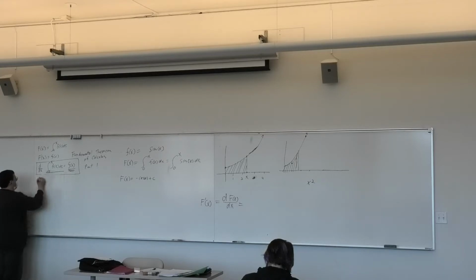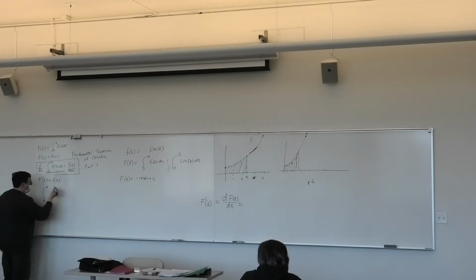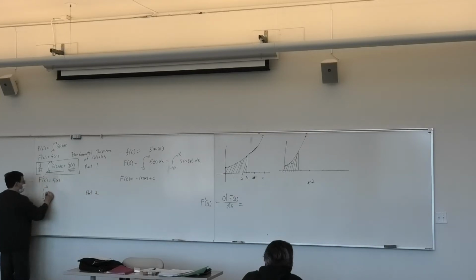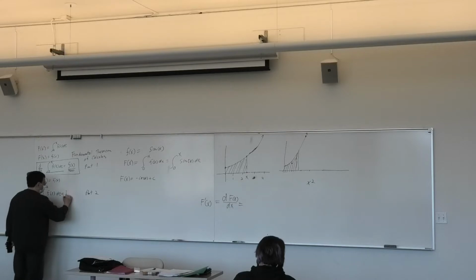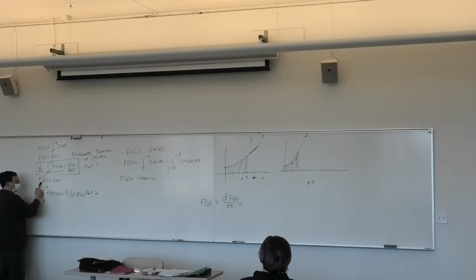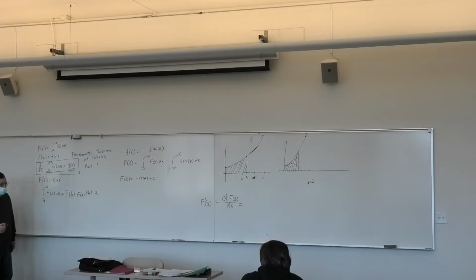Given that capital F of x is an antiderivative of f of x, in other words, you find the derivative of the antiderivative, you get the function. Given that, we can evaluate, this is part 2, we can evaluate this function as capital F of b minus capital F of a. In other words, we can use the antiderivative to find the area.